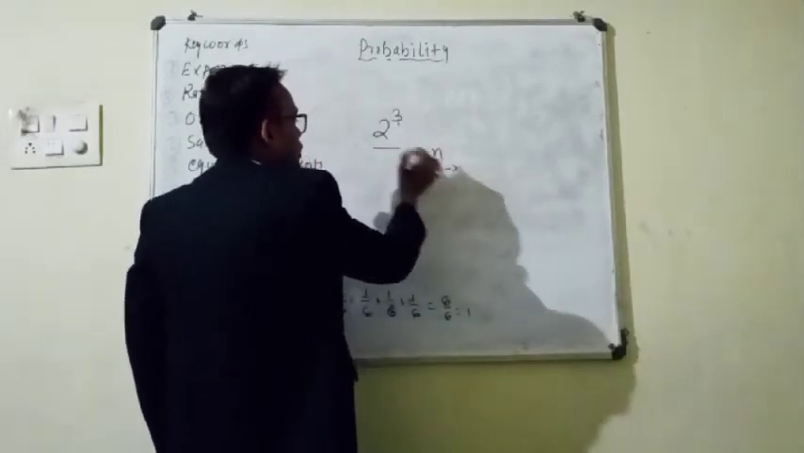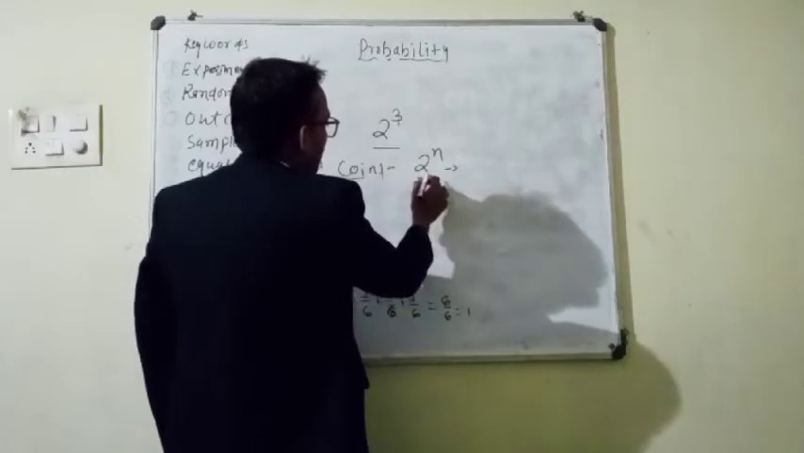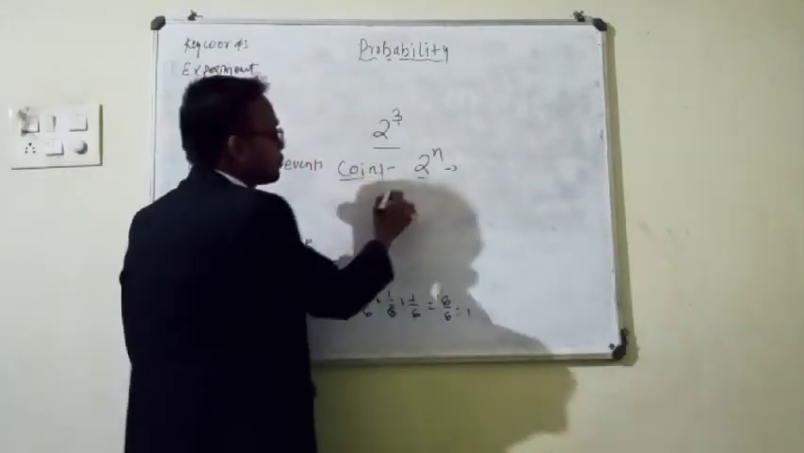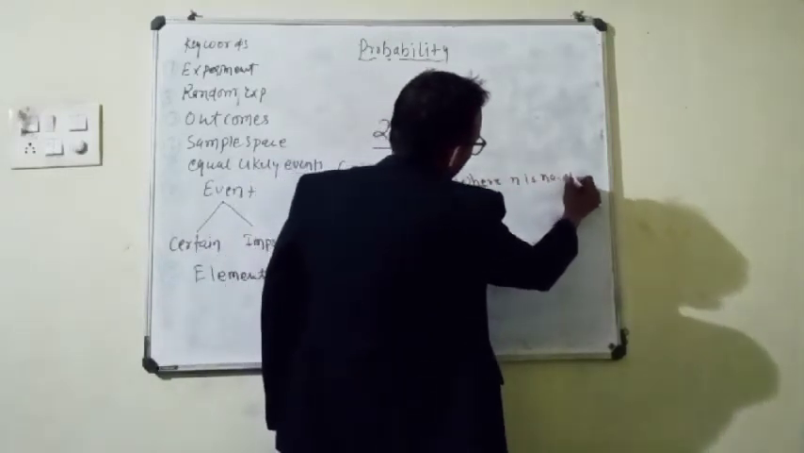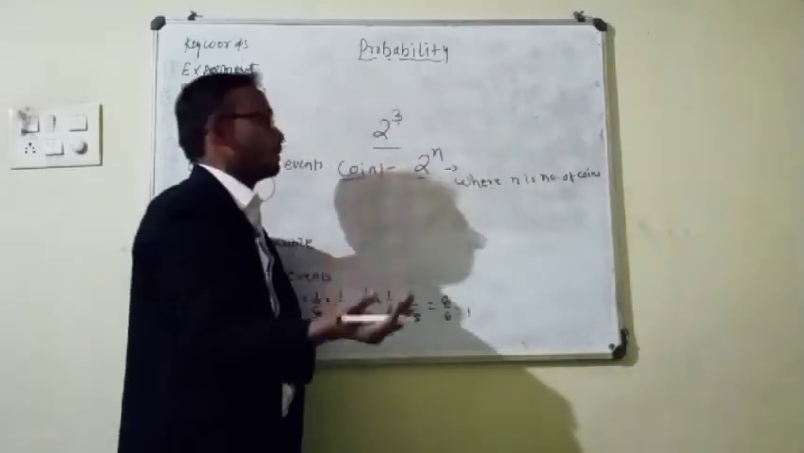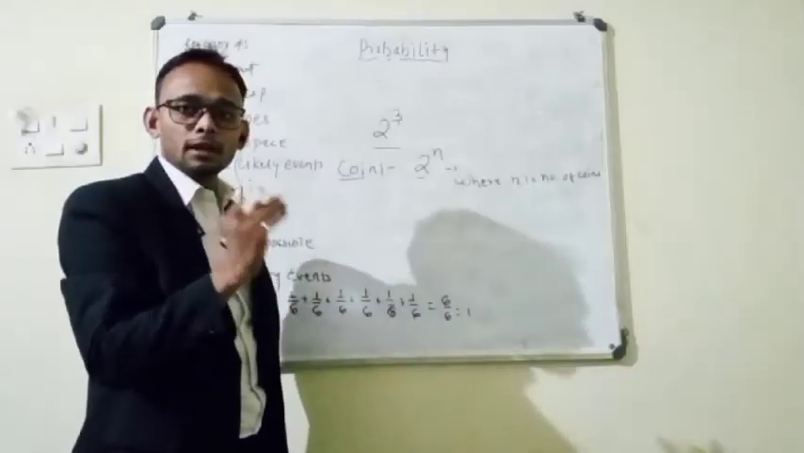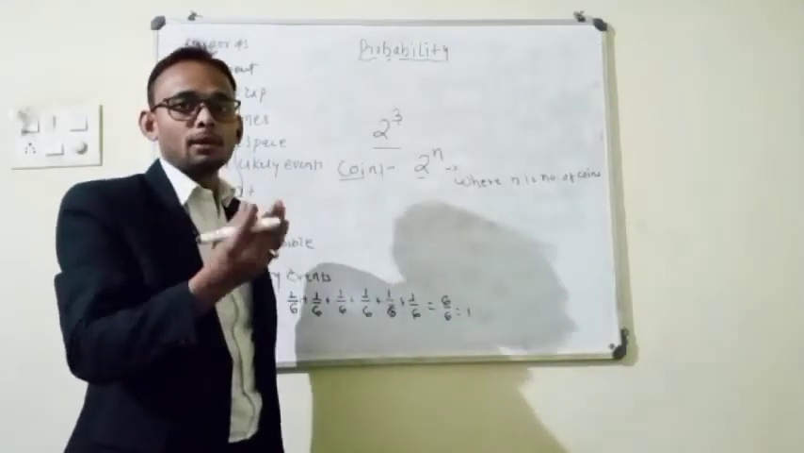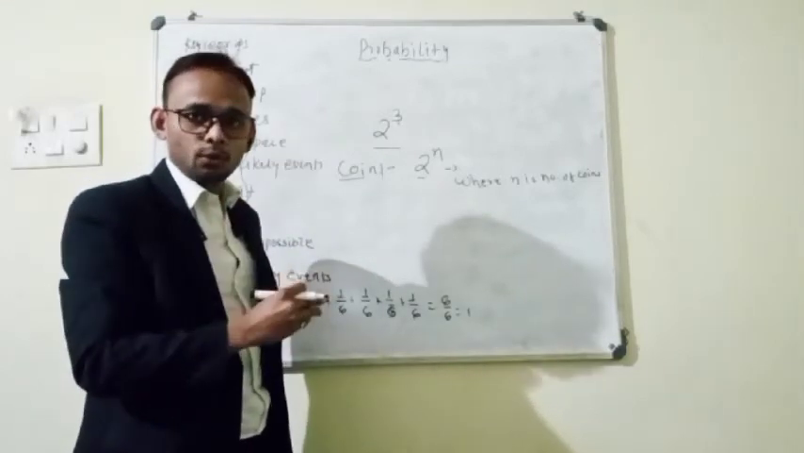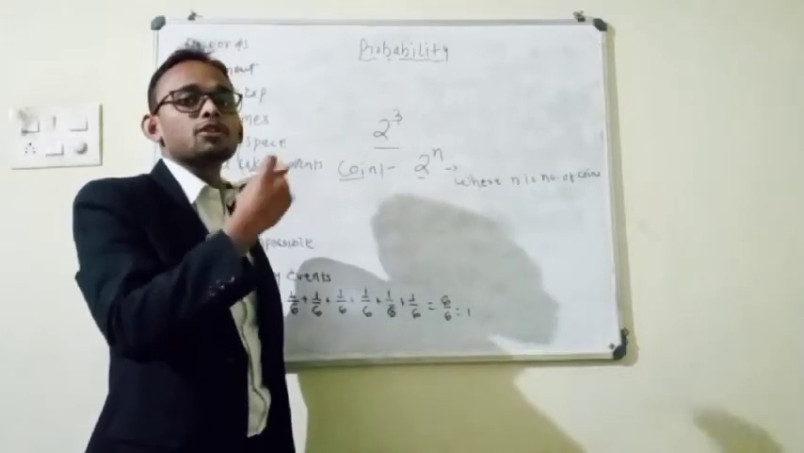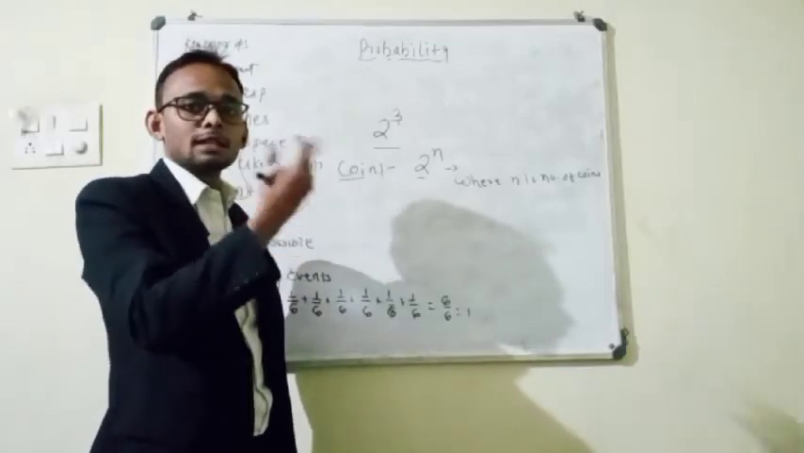Okay. So for coins, the total number of possible outcomes is 2 to the power n, where n is the number of coins. So the more coins we use, the more outcomes we get. If we use one coin, the total number of possible outcomes is 2. If we use two coins, 2 to the power 2, that means the possible outcomes are 4. If we use three coins, the total number of possible outcomes is 2 to the power 3, that means 8. And if we use 4 coins, the total number of possible outcomes is 16, and so on.